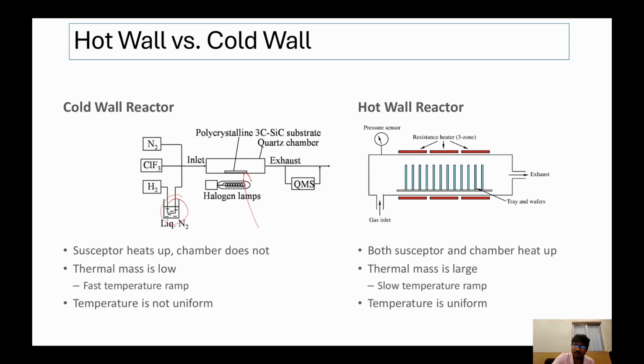In the hot wall chamber, this is the tray, and over that are the wafers. There is a gas inlet, and there are some resistance heaters that are completely heating up the chamber. Because of the induction, there will also be heating of the tray or the substrate. Whatever gas is going in, there will be wall deposition as well as deposition on the substrates. In this case the temperature is uniform, and you will get uniform growth.